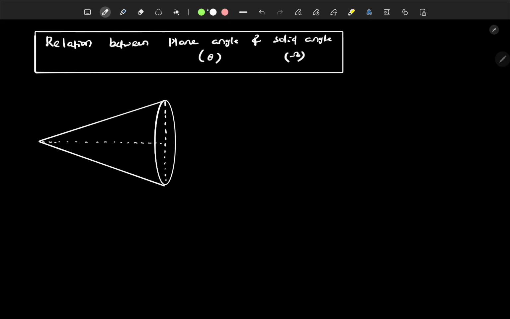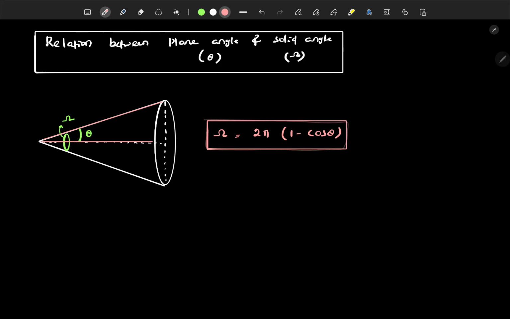Yes. We can say this angle is omega, suppose, and this angle is theta. This is one of the plane angles, na? This line and this line. Plane angle is theta. The relation is omega equals 2 pi into (1 minus cos theta).